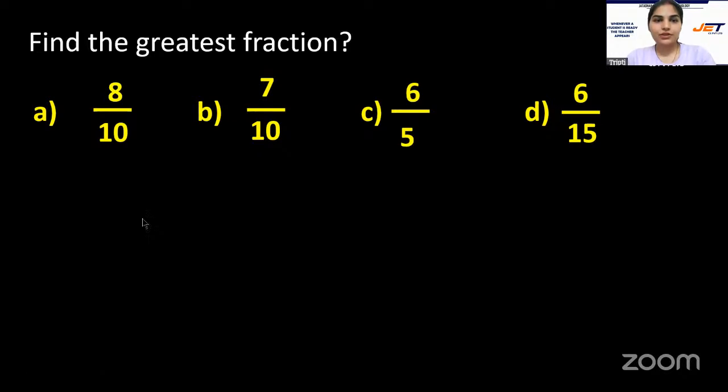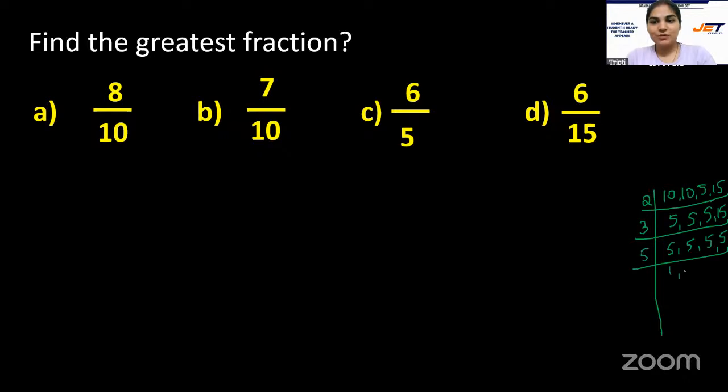Find the greatest fraction. Okay, so let's find out the LCM of 10, 10, 5, and 15. 2 times 5 is 10, 2 times 5 is 10, 5 there, 15 there. 3 times 5 is 15, and 5 times 1 is 5. Again, the LCM is 30.